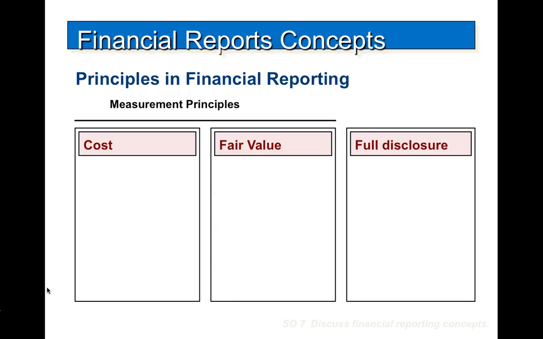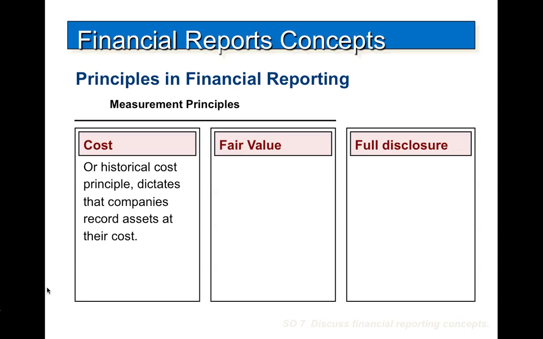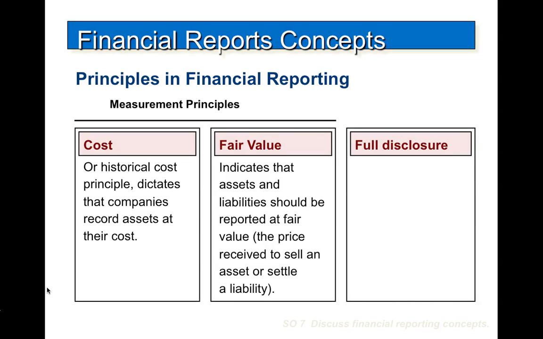GAAP generally uses one of two measurement principles, the cost principle or the fair value principle. Selection of which principle to follow generally relates to trade-offs between relevance and faithful representation. The cost principle, or historical cost principle, dictates that companies record assets at their cost. This is true not only at the time the asset is purchased, but also over the time the asset is held. For example, if land that was purchased for $30,000 increases in value to $40,000, it continues to be reported at $30,000. The fair value principle indicates that assets and liabilities should be reported at fair value, the price received to sell an asset or settle a liability.